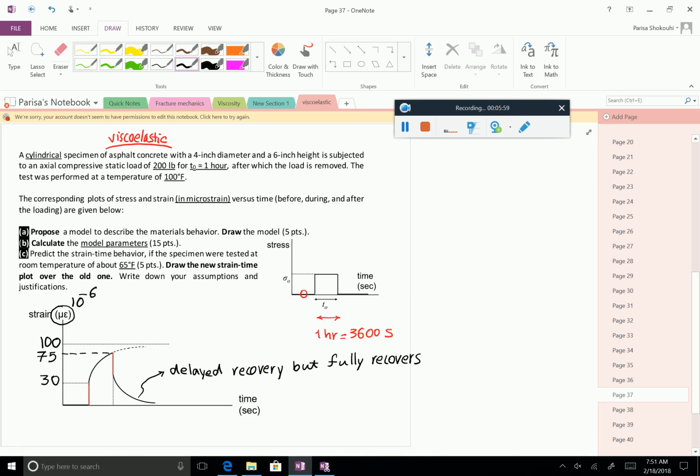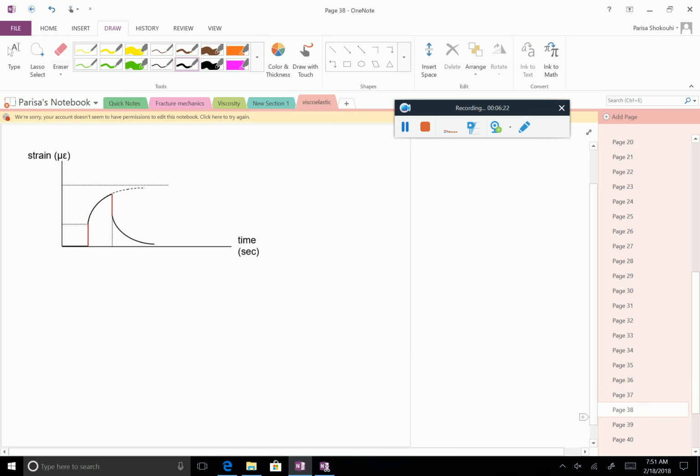So if we think of the models that we learned so far, it looks like this could be Kelvin or solid. It's not Kelvin because in the beginning we have some elastic deformation, so it's actually the solid model. So let's go and draw it. Put the numbers here again. So here is 75, here is 30. So this is a solid model.